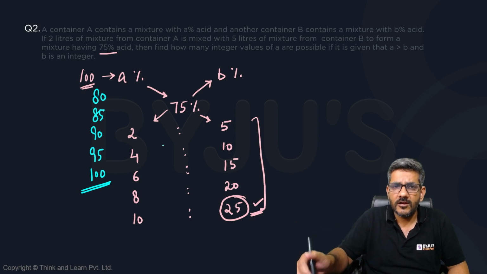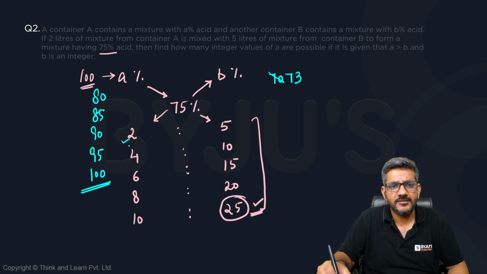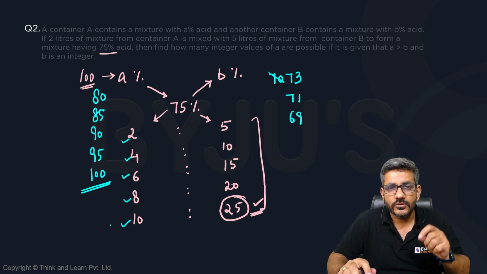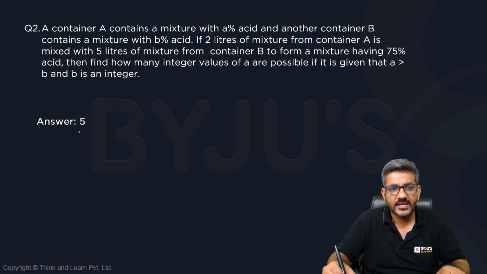Accordingly, there are 5 values of B as well, though that is not needed because question is not asking that. But we could have calculated those as well. I mean, the first value is 73 because 75 minus 73 gives you 2. Then 75 minus 71 gives you 4. Then 75 minus 69 gives you 6, and that way 67 and 65 would be the other two values as well. So the total possible values of A will be equal to 5. That's the right answer for us.